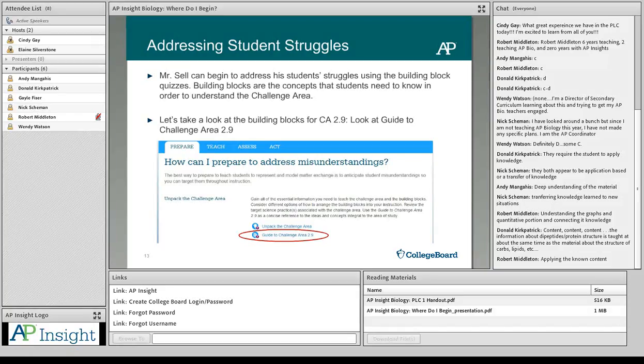So just so I have a sense of where you are, if you would use the raise your hand icon and let me know when you've been able to find the guide to the challenge area 2.9 and can take a look at that.